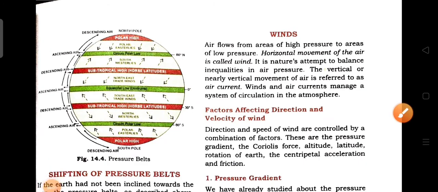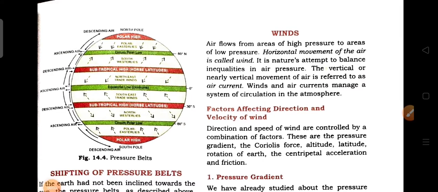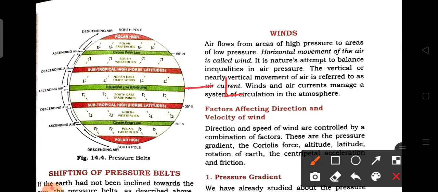So from this picture we are able to know that the equator has the low pressure belt, and the two subtropical regions have the high pressure belt. From the subtropical high pressure belt, the wind flows in two directions, to the circumpolar lows and the equatorial low pressure belt. In the polar region also high pressure prevails, from where the wind goes to the circumpolar low pressure belt in both hemispheres.